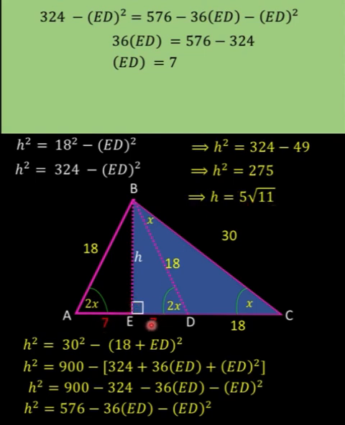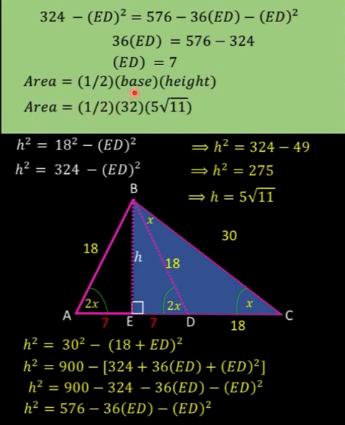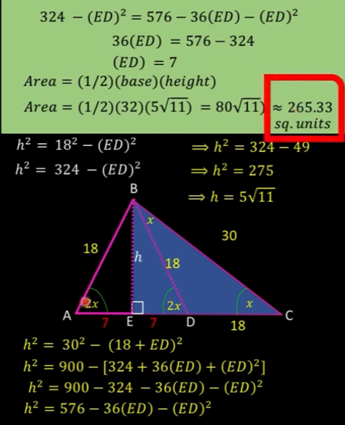So, we now know the base of triangle ABC, we know the height of triangle ABC, we are now ready to find its area. Area is equal to 1/2 times the base of 32, 7 plus 7 plus 18 equals 32, and h is 5 square root of 11. 1/2 of 32 is 16 times 5 is 80, so we have 80 square root of 11, which is approximately equal to 265.33 square units. And this is now the area of triangle ABC.